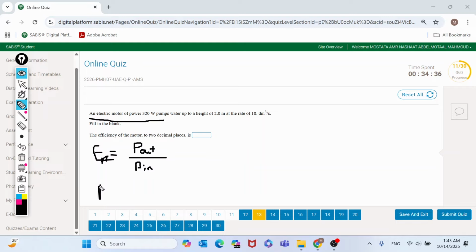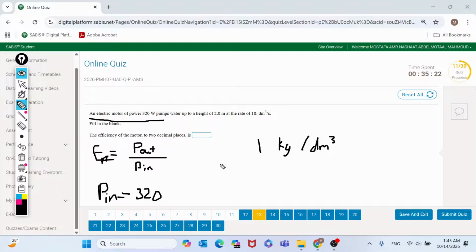Pumps water up to a height of 2 meters at a rate of 10 decimeters cubed. Okay, how do you find the power out from that? So, okay, guys, look. The density of water is 1 kilogram per decimeter cubed. This should be given. I don't know why it's not given, but okay.